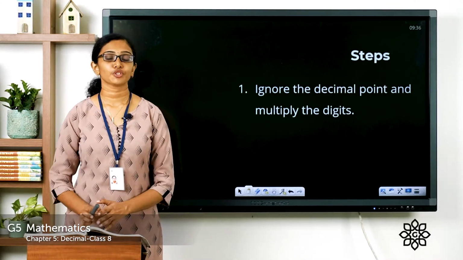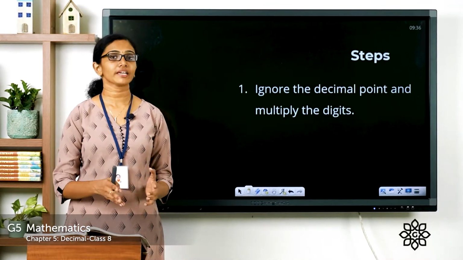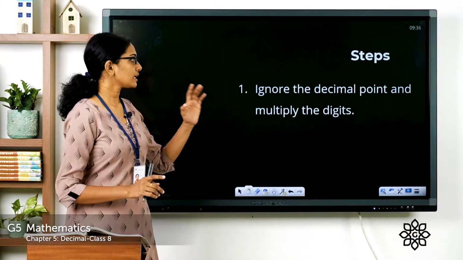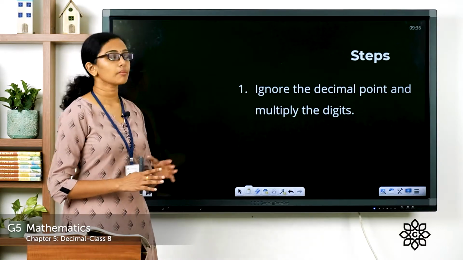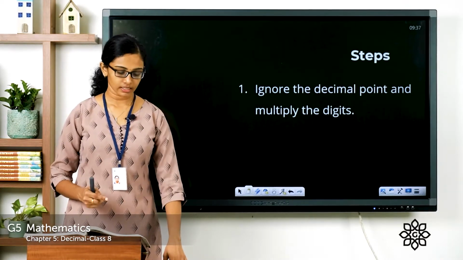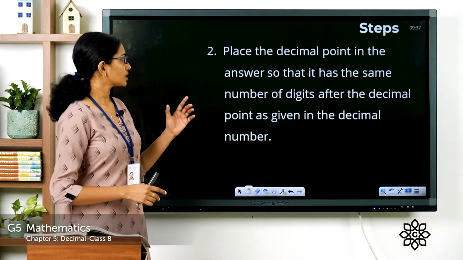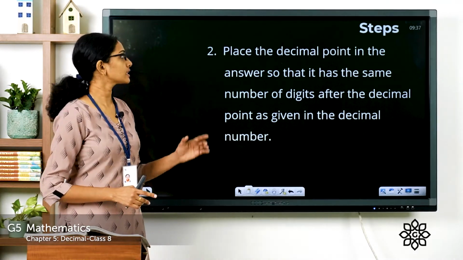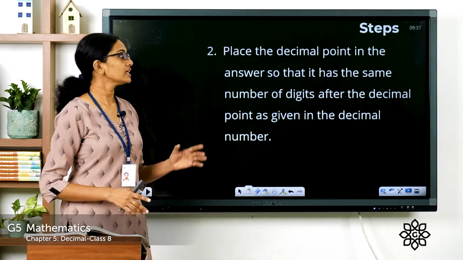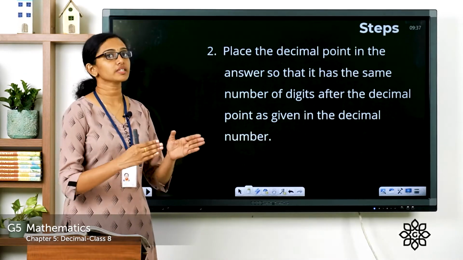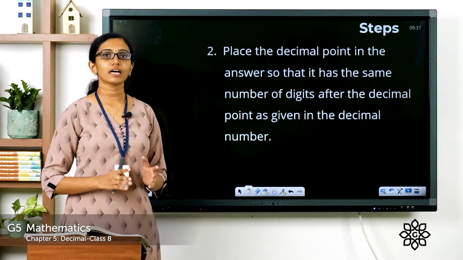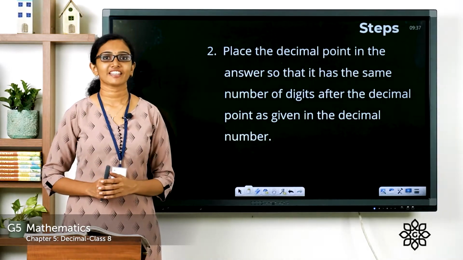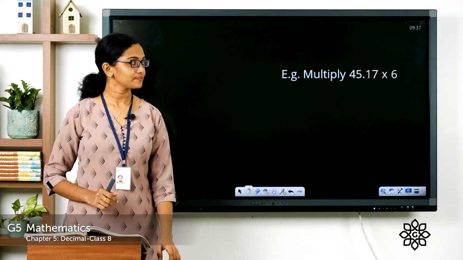The first step to multiply a decimal number by a whole number is to just ignore the decimal point and multiply the digits. Then, after the multiplication, you have to place the decimal point in the answer so that it has the same number of digits after the decimal point as given in the decimal number. Let's make that clear with an example.